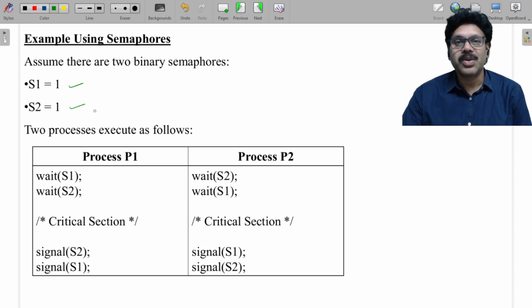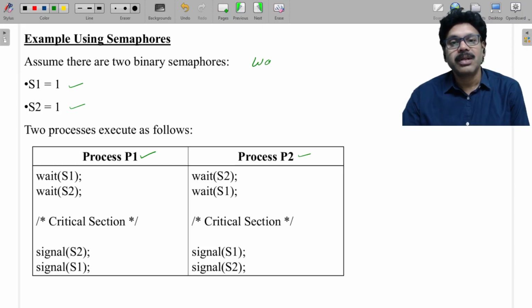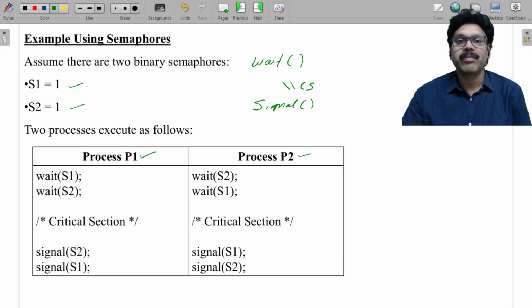A semaphore is a control variable which is initially 1. In this case, two processes, process P1 and process P2, are trying to use the semaphores. To use a semaphore, there is a mandatory requirement that first of all, the process must perform the wait function. If it is successful, then you go to the critical section. While leaving, we use the signal function. This is mandatory in order to use a semaphore in a good manner.